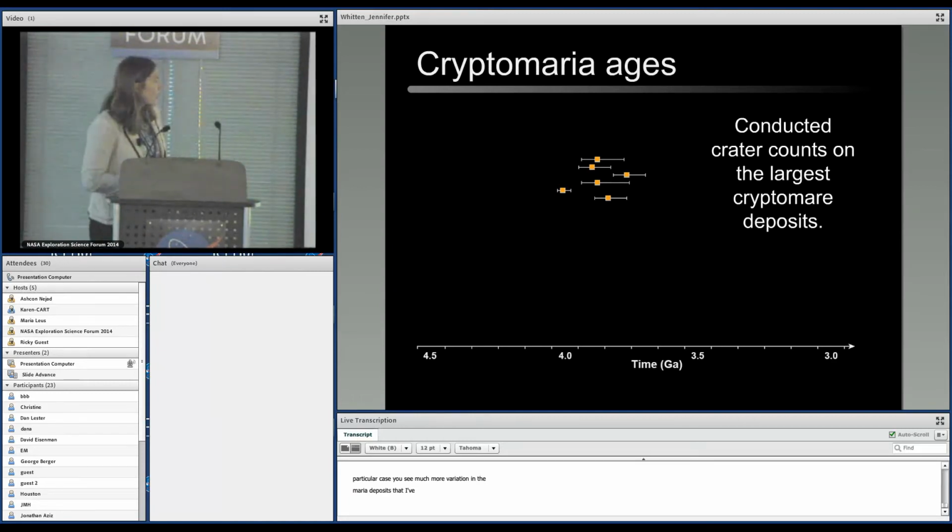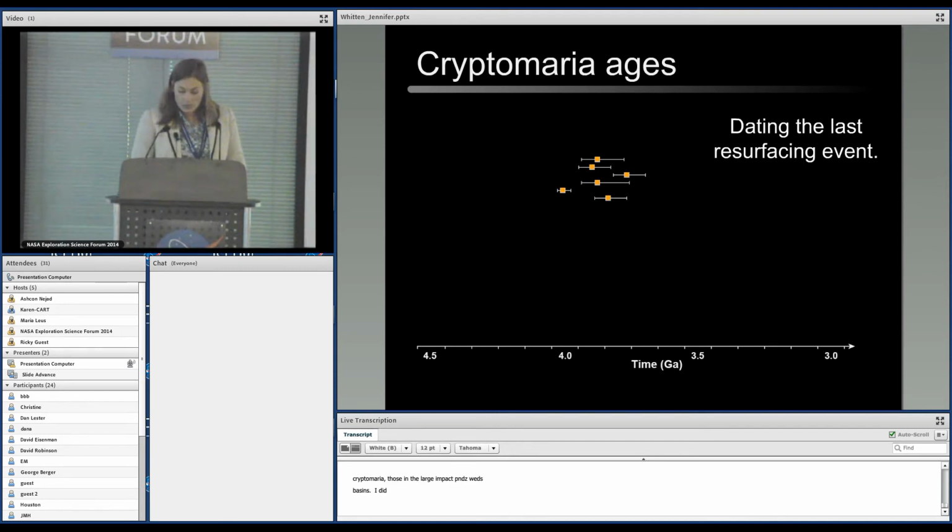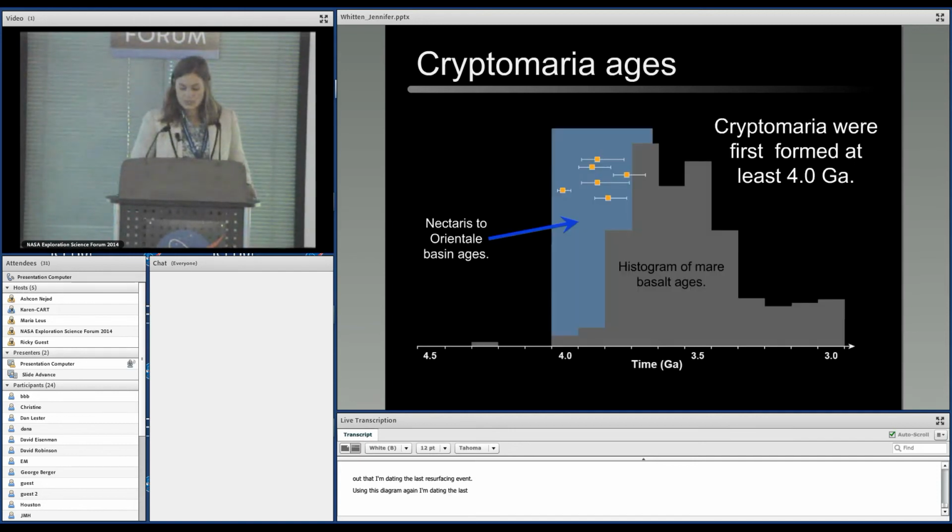Okay. Last thing I want to quickly talk about is Cryptomaria ages. In this particular case, what I did was I looked at the most extensive Cryptomaria, those that were in the large pre-Nectarian impact basins, and I conducted crater counts on those surfaces, which are shown here. I really want to point out, though, that I'm dating the last resurfacing event. So using this diagram again, I'm dating the last time these deposits were resurfaced.